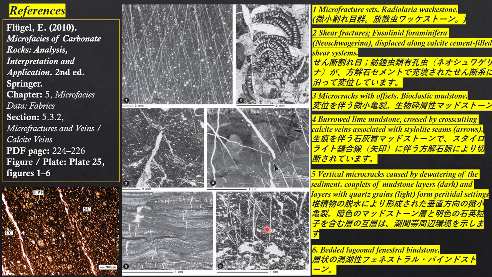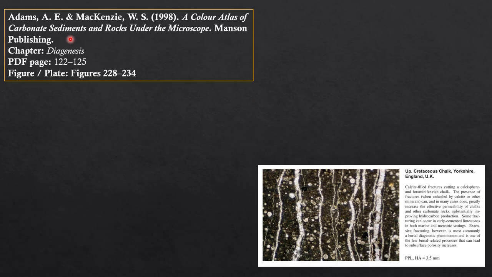And lastly, we have the bedded fenestral vein stone. We have also diagenetic calcite vein. So these are all references for the calcite vein, which we will see in the thin section as a diagenetic fabric. We have also seen this in this book, Adam McKenzie.